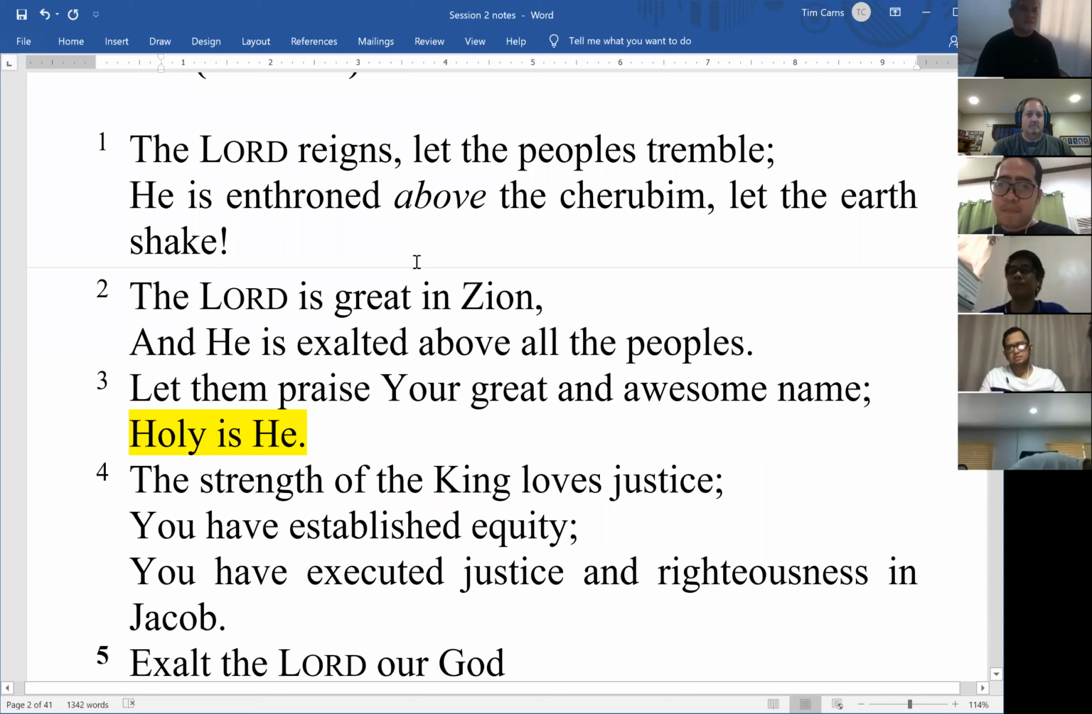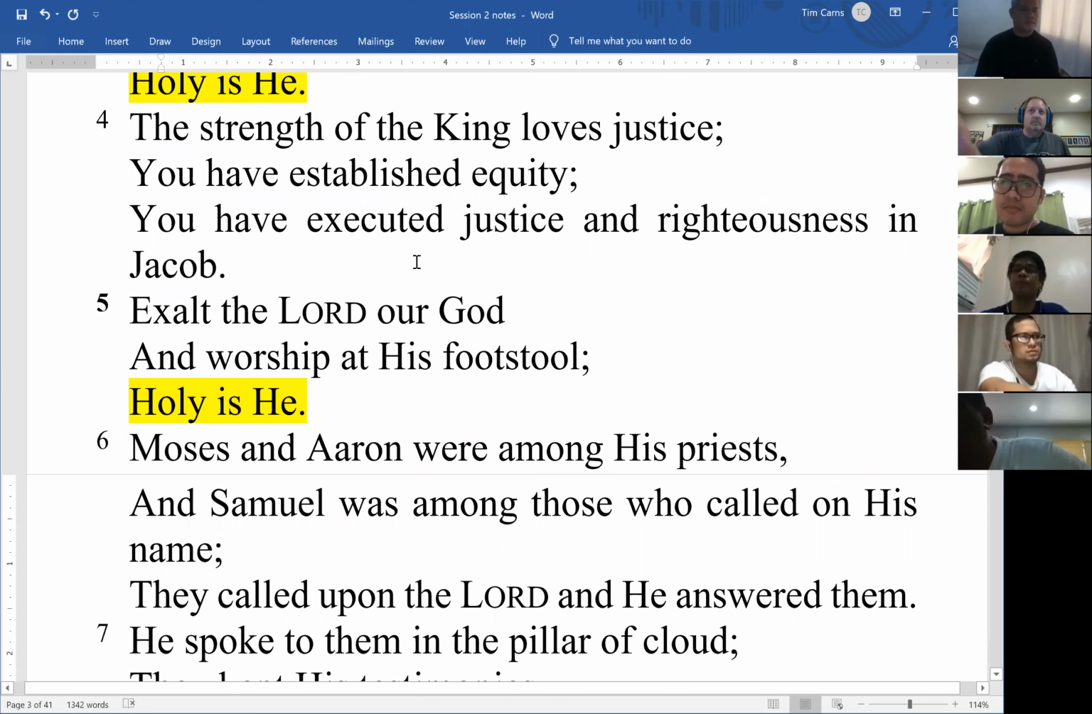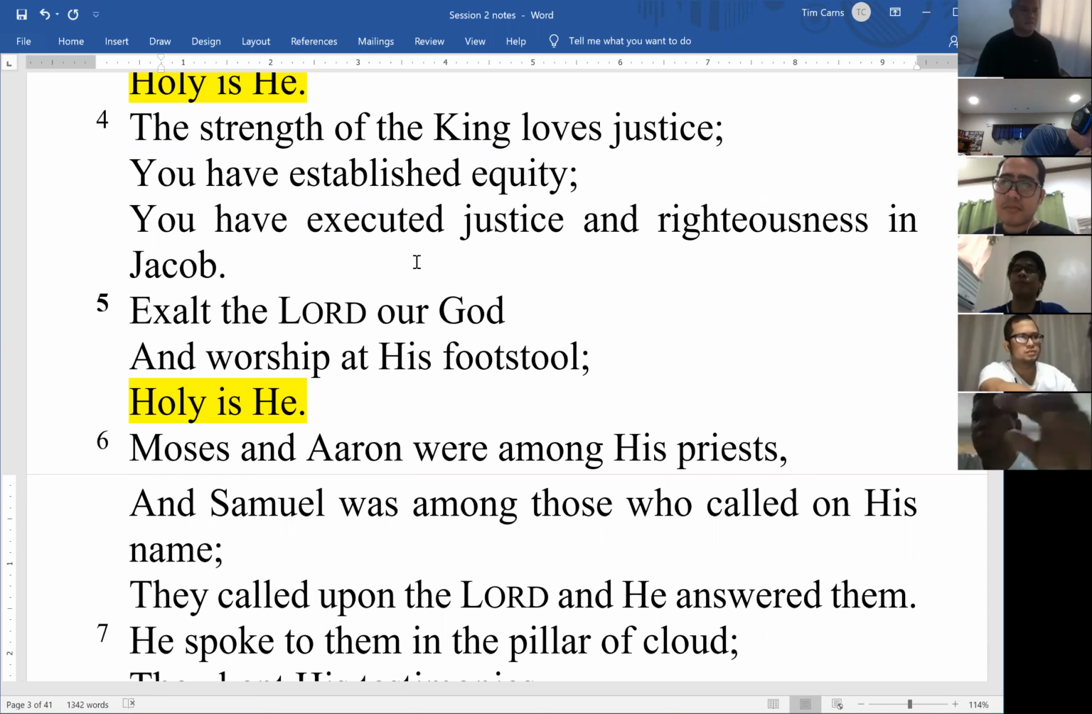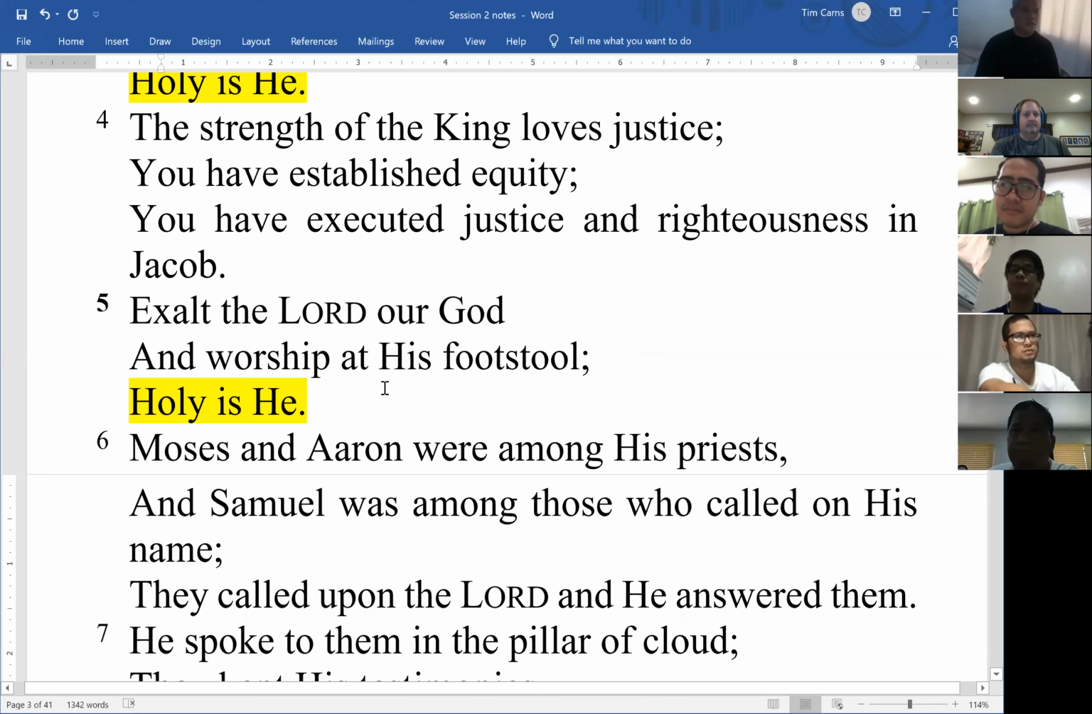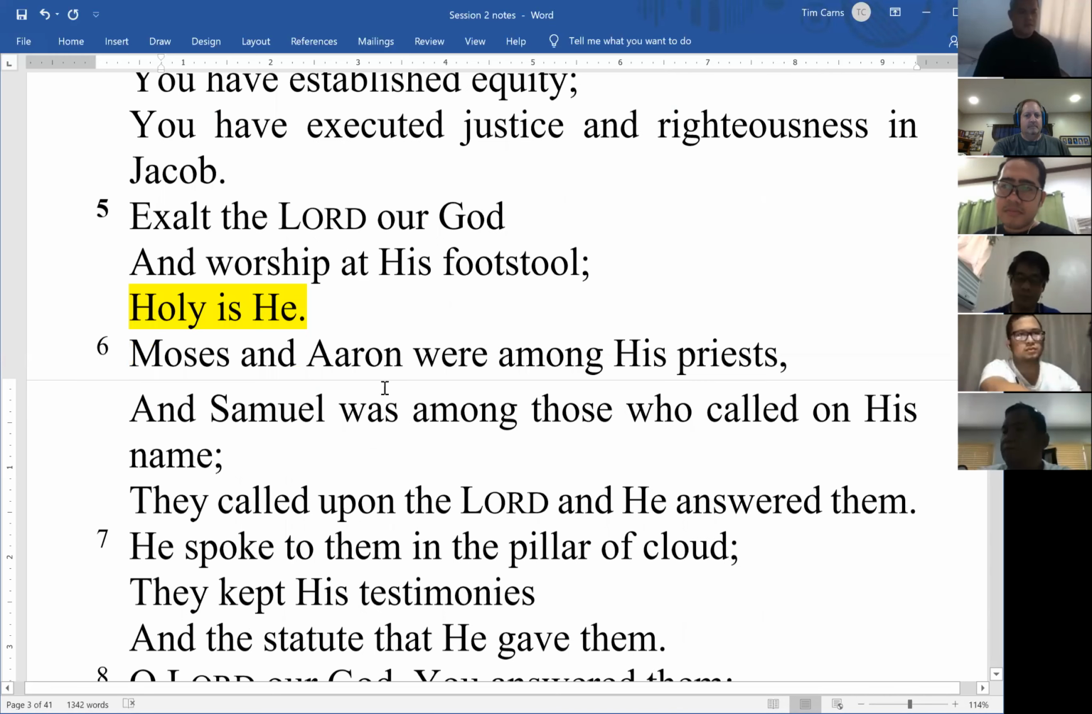The strength of the king loves justice. You have established equity. You have executed justice and righteousness in Jacob. Exalt the Lord our God and worship at his footstool. Holy is he. Moses and Aaron were among his priests, and Samuel was among those who called on his name. They called upon the Lord, and he answered them.